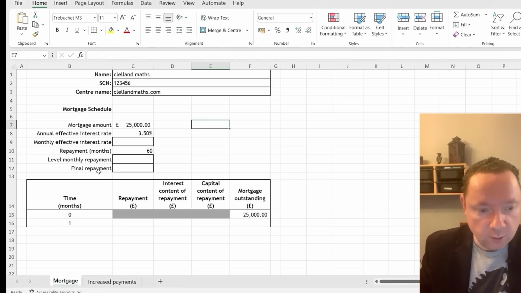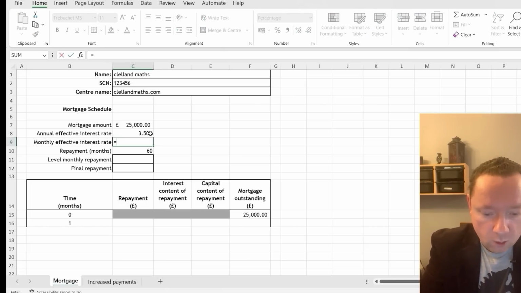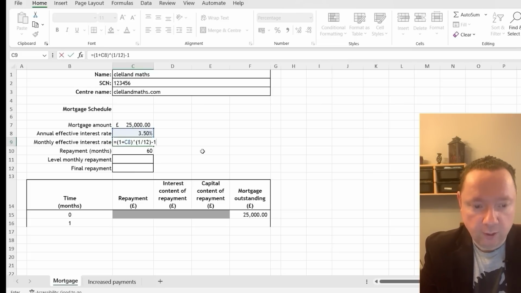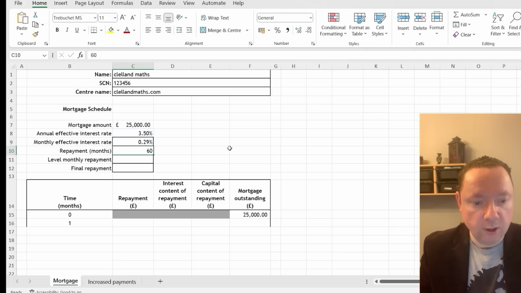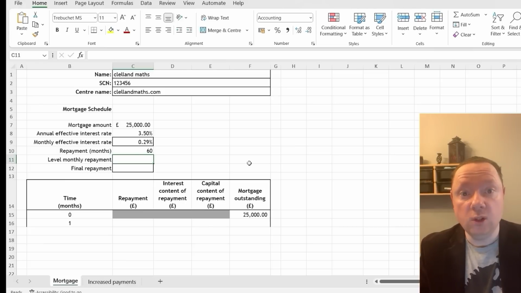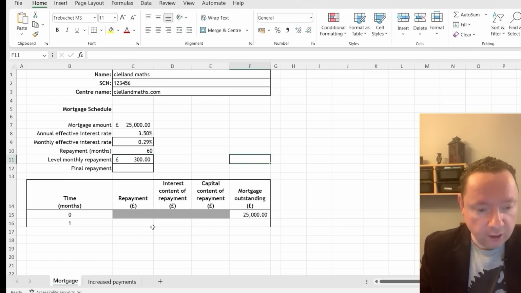Okay, so there's a spreadsheet, 25,000 annual, so we need to go monthly, so that equals 1 plus the annual to the power of 1 over 12, and then you need to take away 1. So you get 0.29%. Level monthly repayment, no idea. This is a goal seek question, so let's just make it up, £300. And let's start filling in our schedule.